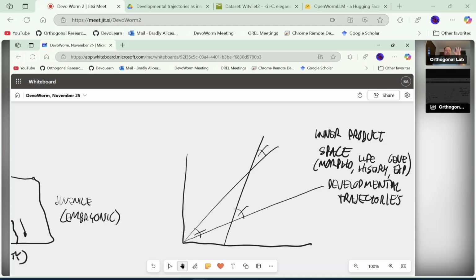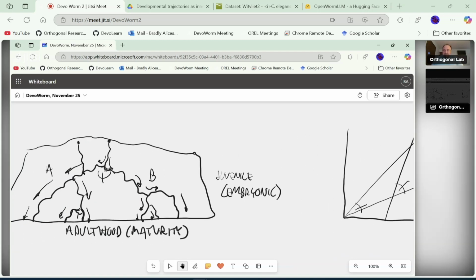But of course, those don't have a developmental context. What I'm saying is this is the broader developmental context of all of this.